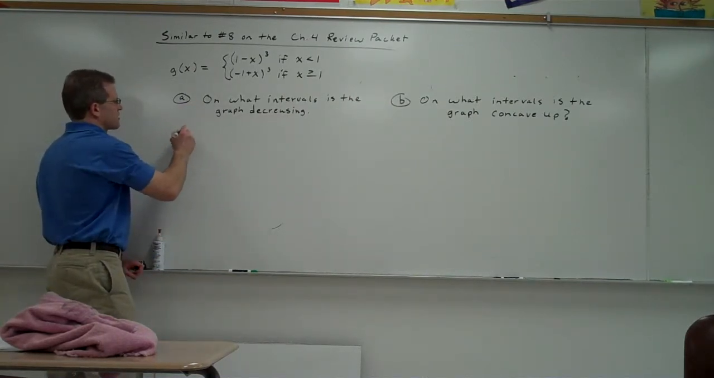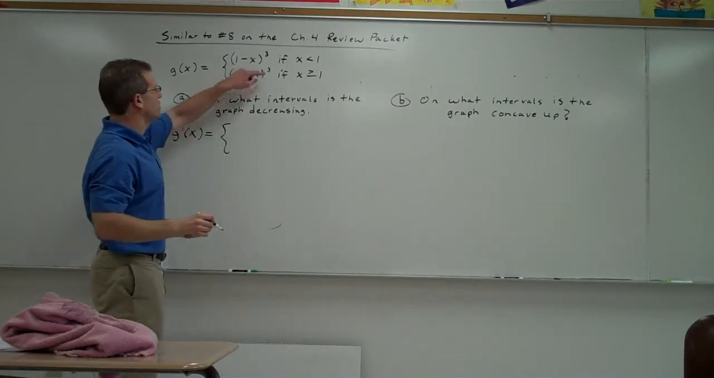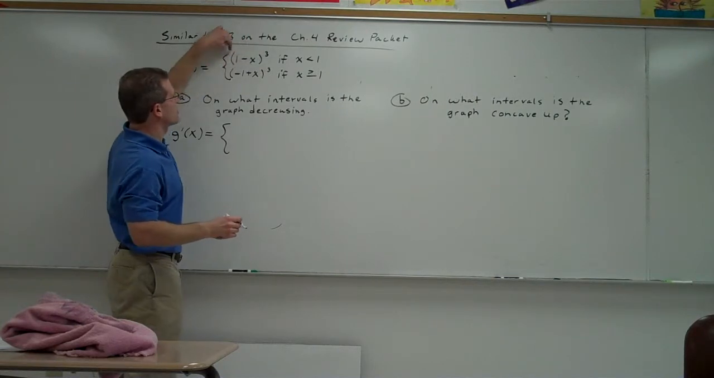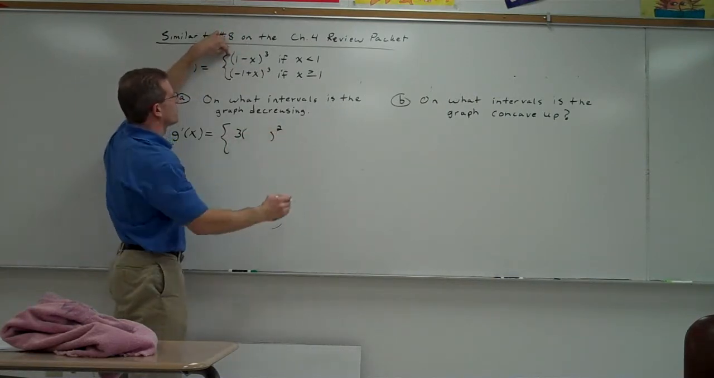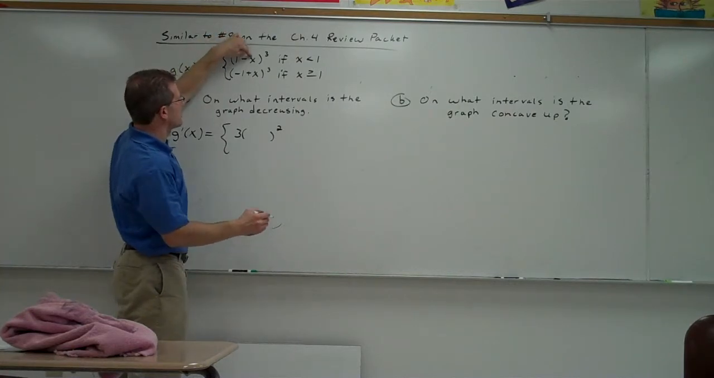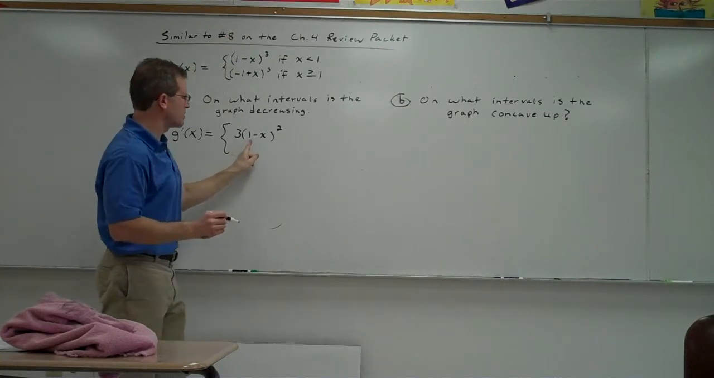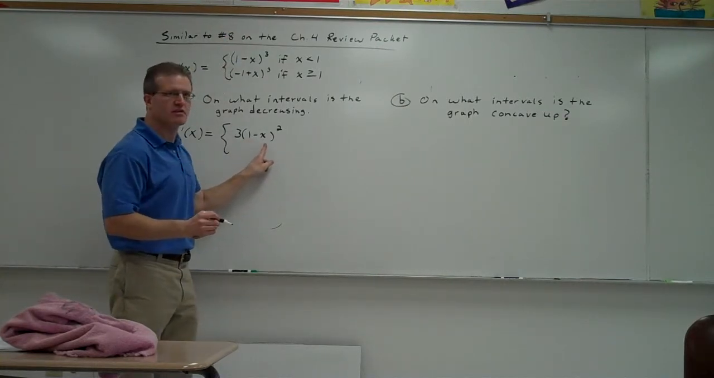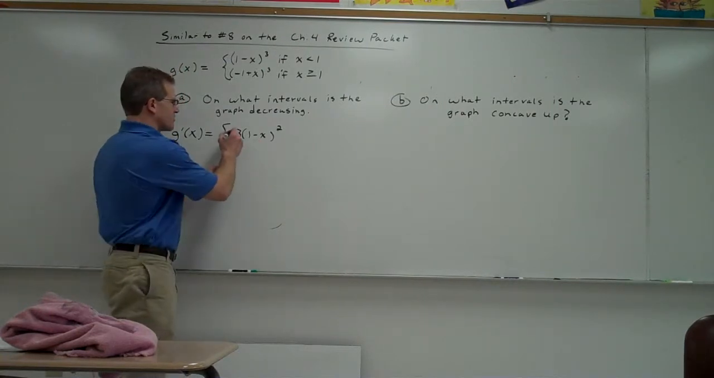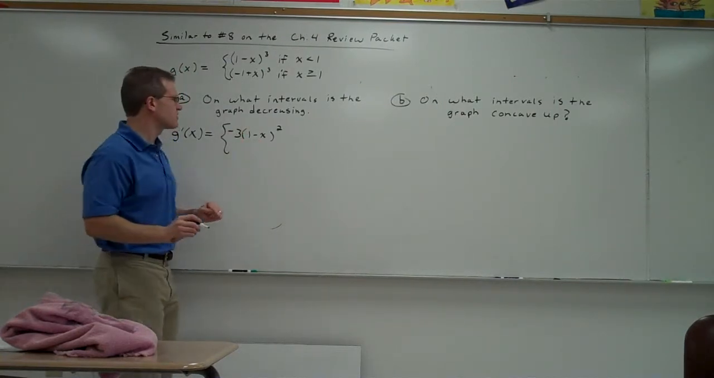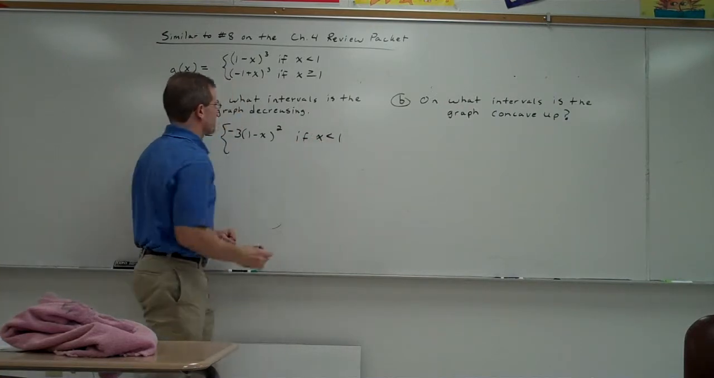So g prime of x equals the derivative of 1 minus x cubed. We're going to use the chain rule. We're going to multiply by 3 out front, take that exponent down to a 2, copy down what's in here, so 1 minus x. Then by the chain rule, you have to multiply by the derivative of what's in here. So what's the derivative of 1 minus x? Negative 1. I'm just going to go ahead and put that negative right here. That's an important thing not to forget. And that's for x less than 1.